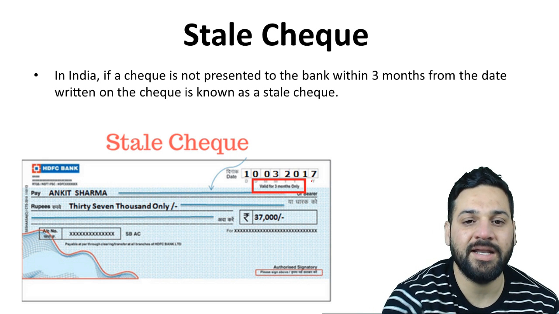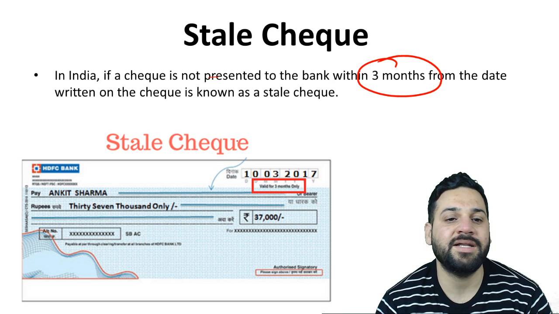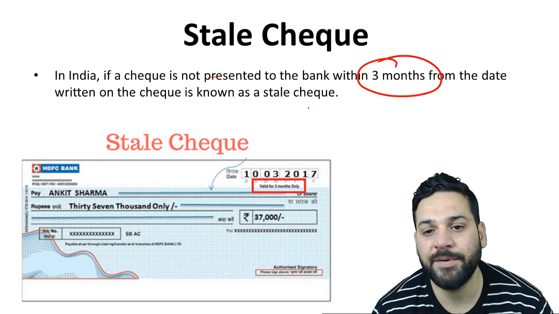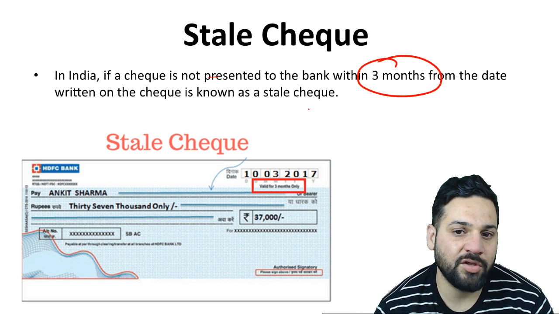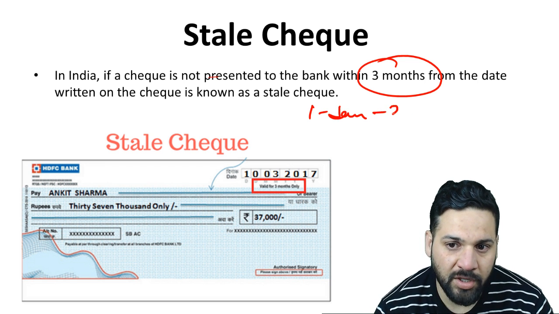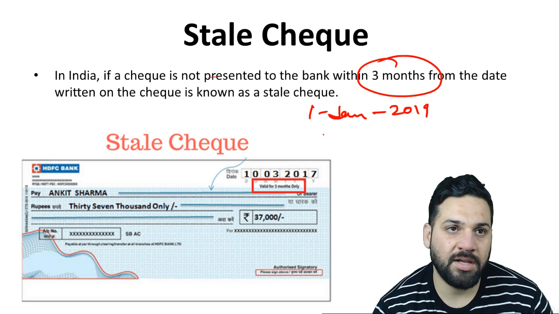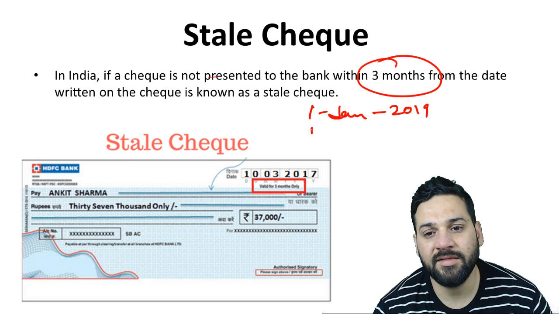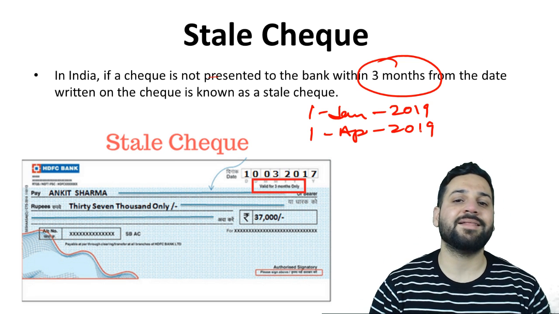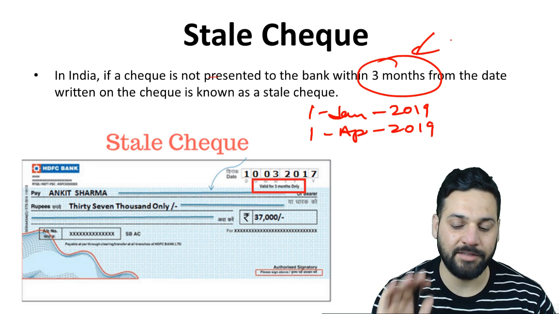What is a stale check? In India, if a check is not presented to the bank within 3 months from the date written on the check, it becomes stale. For example, a check which was issued on, let's say, 1st of Jan 2019, and that check is presented to the bank on, let's say, 1st of April 2019, the bank is going to return this check stating that this check is stale. So after 3 months, the check will become stale.